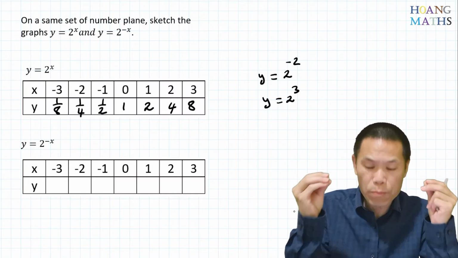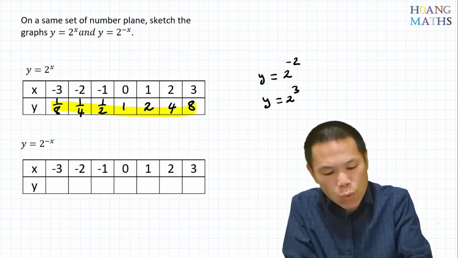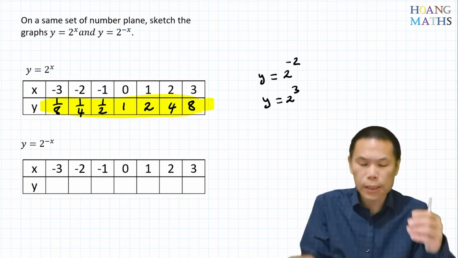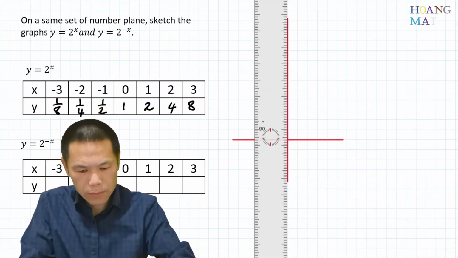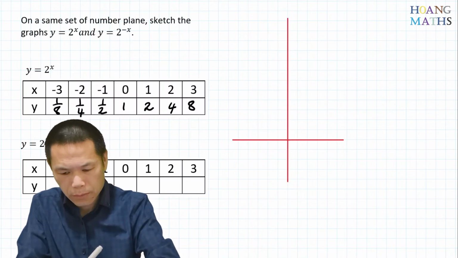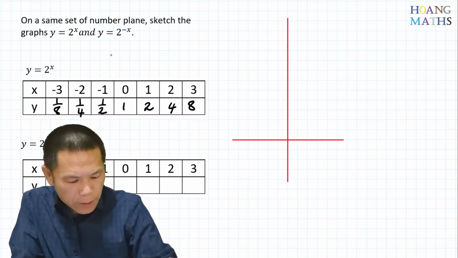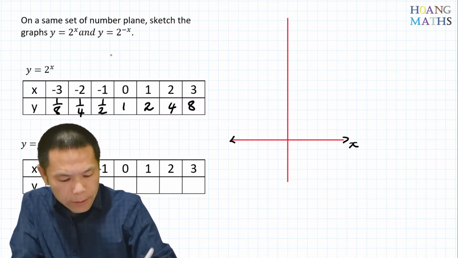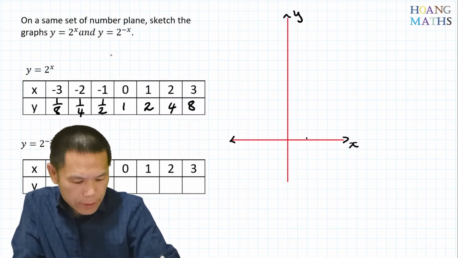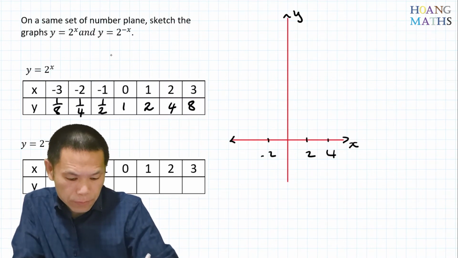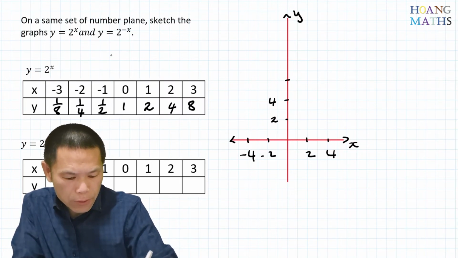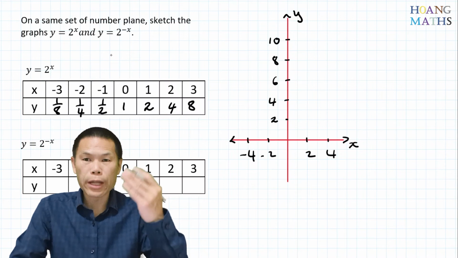And before I do that, please take note, because the y value is always positive in this case, so we just draw the top end, okay? So let's label this x and this is y. So let's say this is 2, 4, negative 2, negative 4. This is 2, 4, 6, 8, 10. That will do. So now we just plot the points.